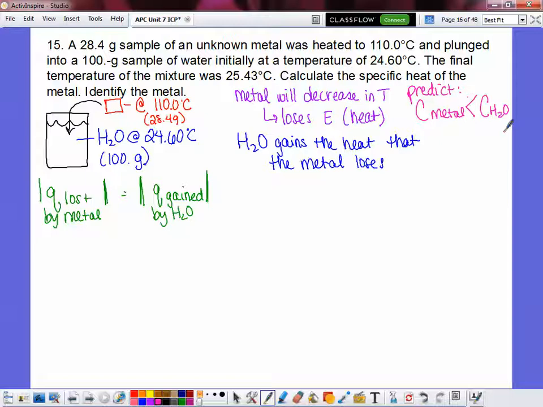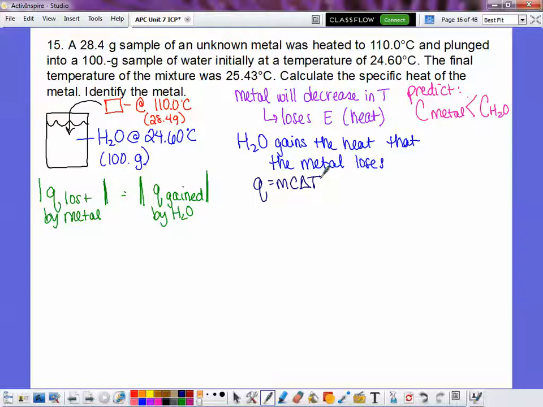All right. So now let's actually do the calculation to figure out what is the specific heat of that metal. There's a couple of different ways to do this. I'm going to show you a little bit of a shortcut. We know Q equals MCAT, right? Now, the Q of the metal is going to be what? Positive or negative?